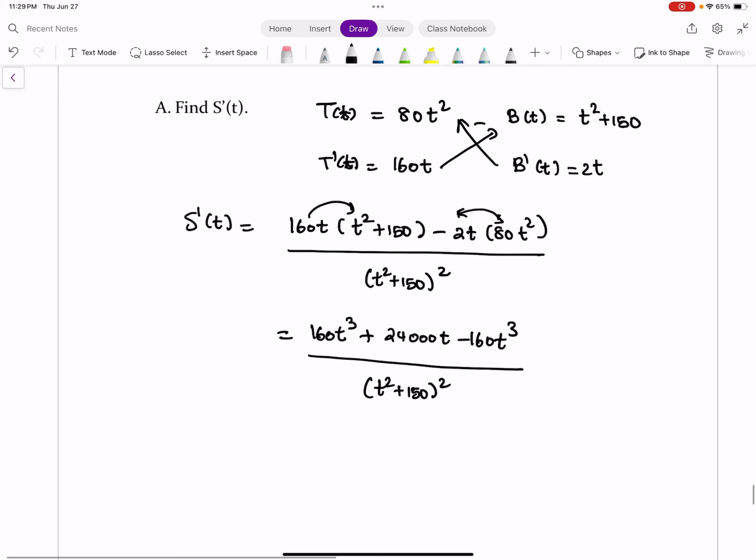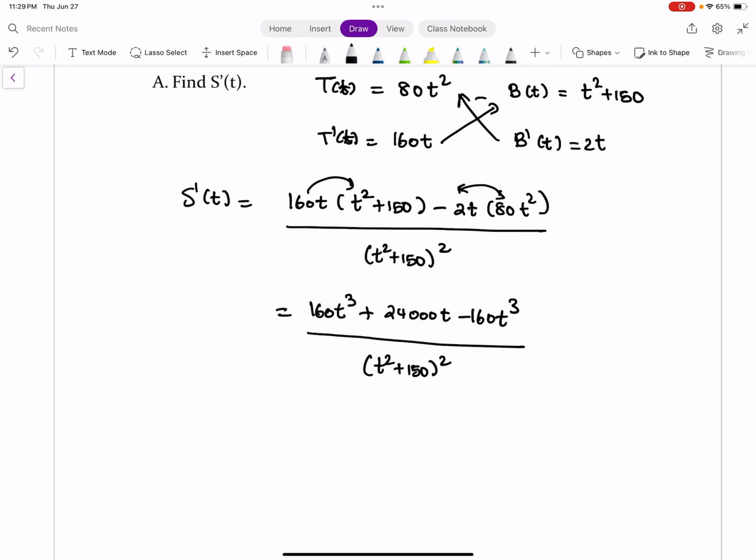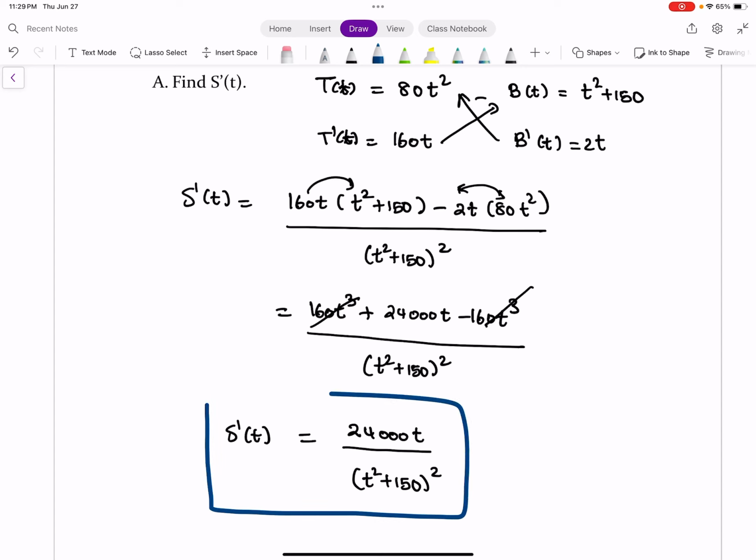Now you can see that this cancels this one and simplifies to 5,400t divided by t squared plus 150 the whole square. This is the answer for the first question, so this is the answer for the derivative. All right, we got the derivative.